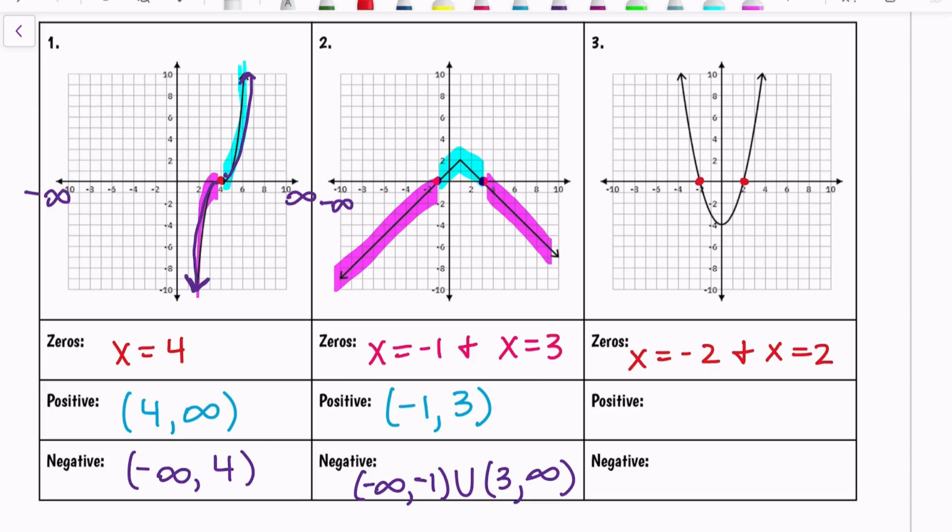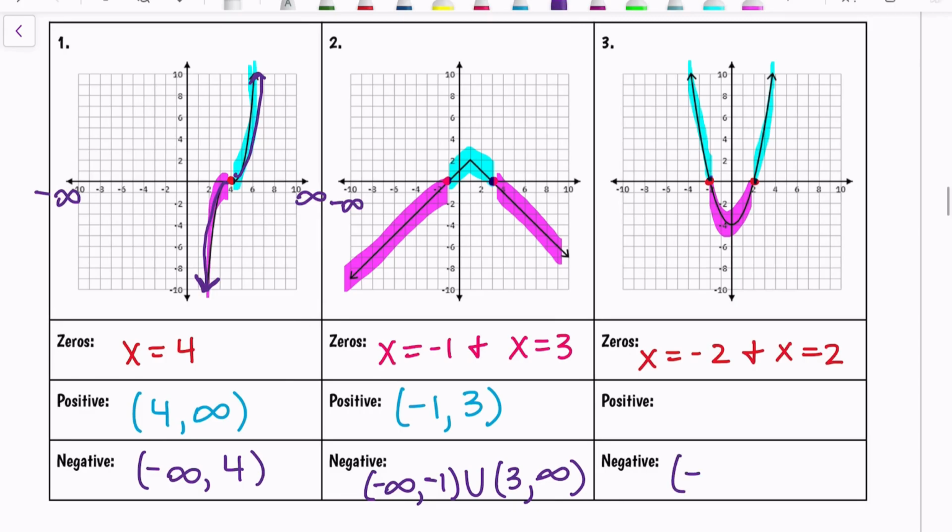My positive section this time is split into 2 sections, and my negative is in the middle. And so my negative section goes from those 2 values, -2 to 2. And my positive section is from the left side, negative infinity, until -2, union, because there's another section at 2 until the right forever, which is positive infinity.